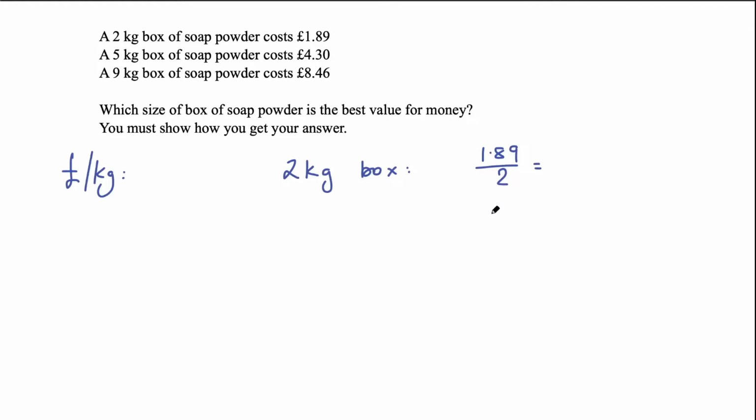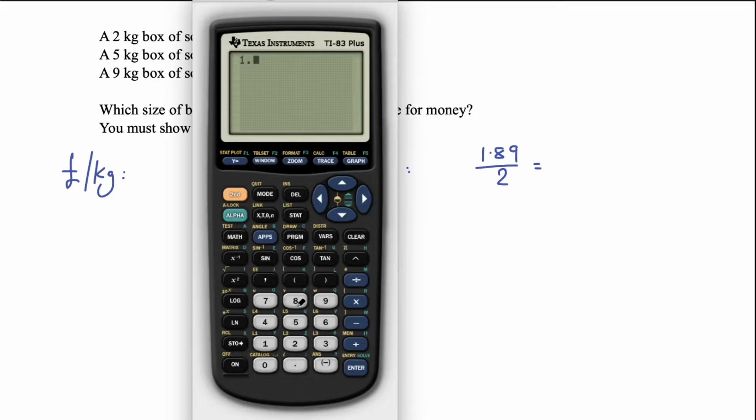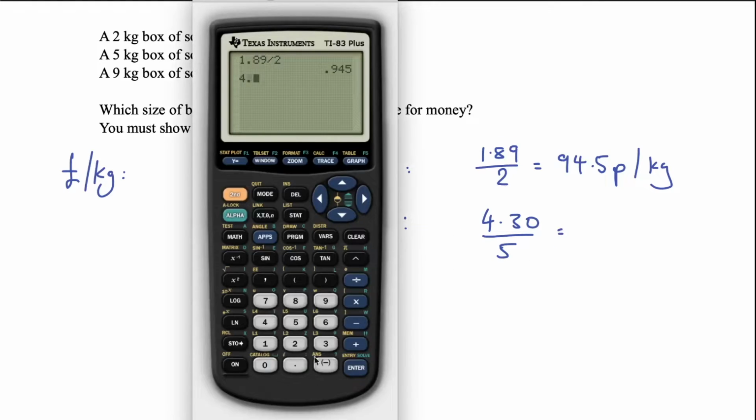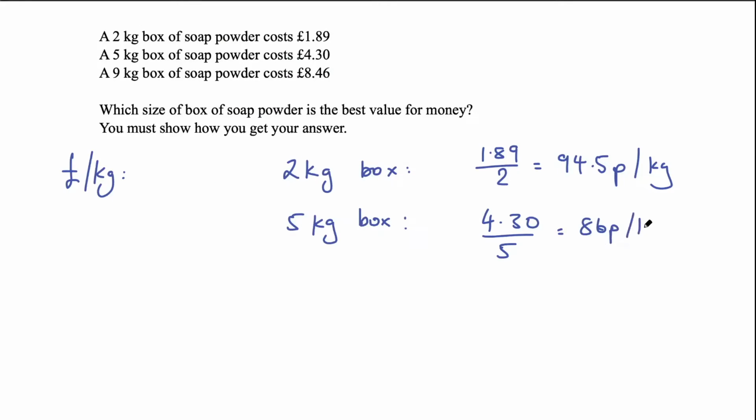Now this one shouldn't be too difficult because they're all in the same units. These can get quite tricky when they're all in different units and you have to standardize the units. But we've got an initial price per kilogram for the 2 kilogram box of 94.5p. Just to be clear, that's 0.945 of a pound, and that would be 94 pence. Okay, next one, let's do the 5 kilogram box. We have £4.30 divided by 5. Okay, so let's put that in, and we get 0.86 or 86 pence per kilogram.